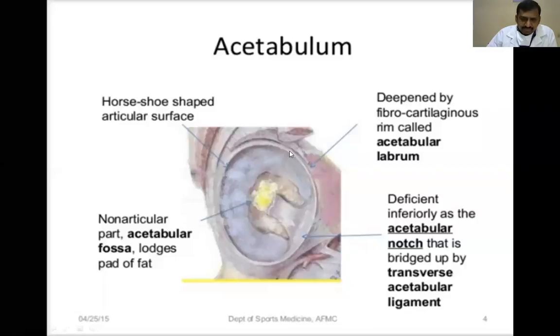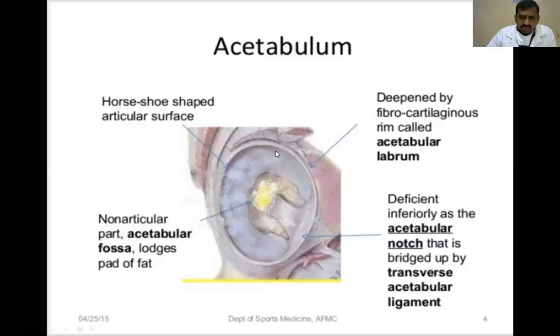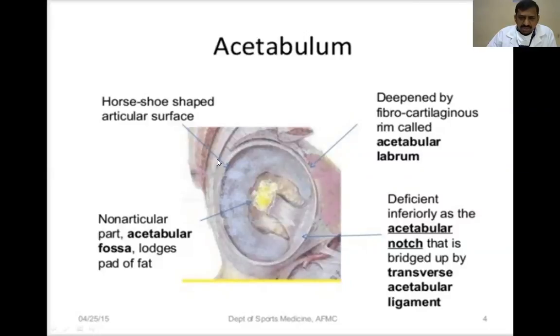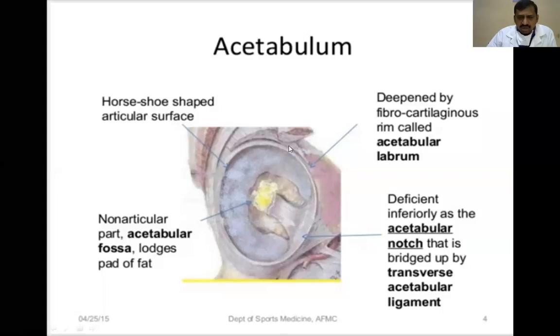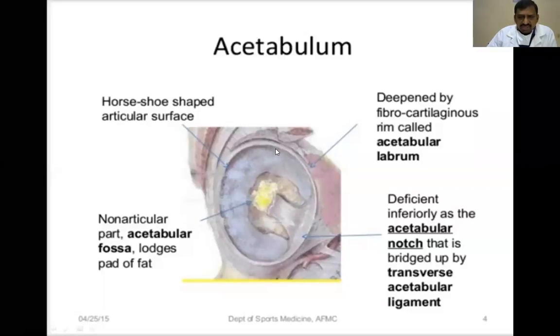And this acetabulum is surrounded by the rim of the acetabulum. It is attached by a specialized structure that is nothing but the acetabular labrum. This acetabular labrum is made up of fibrocartilage. It is a fibrocartilaginous structure, and it is usually wedge shaped.